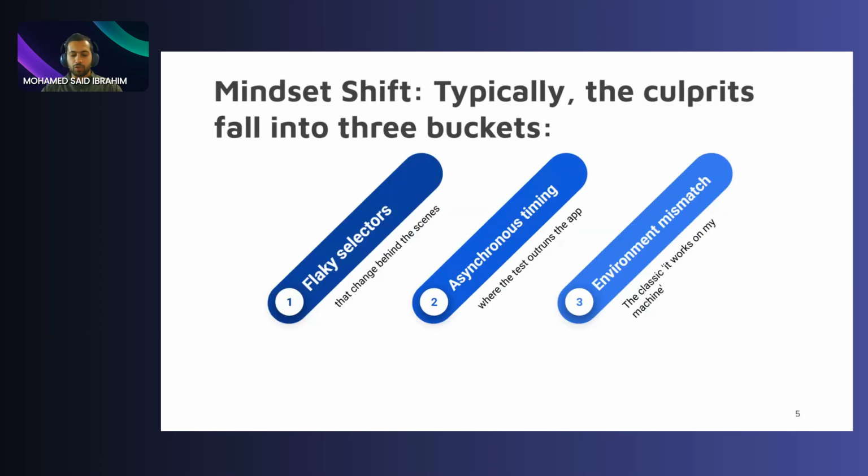Typically, the culprits fall into three buckets. Flaky selectors that change behind the scenes. Asynchronous timing, where the test outruns the app. And the classic, it works on my machine, environment mismatch.